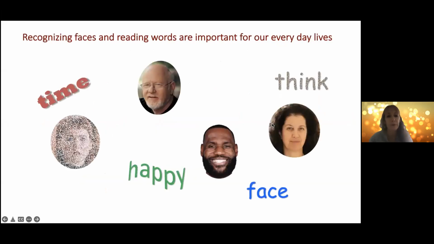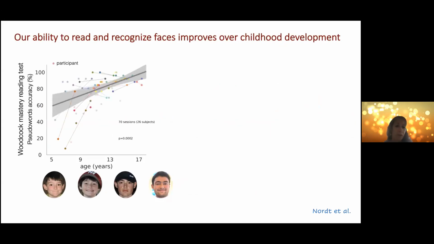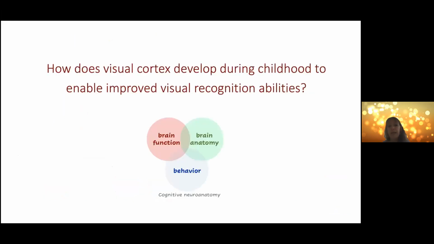So recognizing faces and reading words is important for everyday lives. However, our ability to read and recognize faces improves over childhood development. For example, 17-year-olds are better in reading than 5-year-olds, and 17-year-olds are also better than 5-year-olds in recognizing faces, whether they are adult faces or children's faces. And the question I'm going to address today is, how does visual cortex develop during childhood to enable improved visual recognition abilities? And in particular, I'm going to talk about the intersection between brain function, brain anatomy, and behavior, or cognitive neuroanatomy, as was given a name by Kevin Weiner.